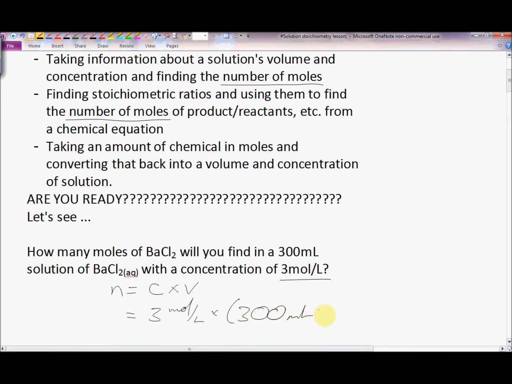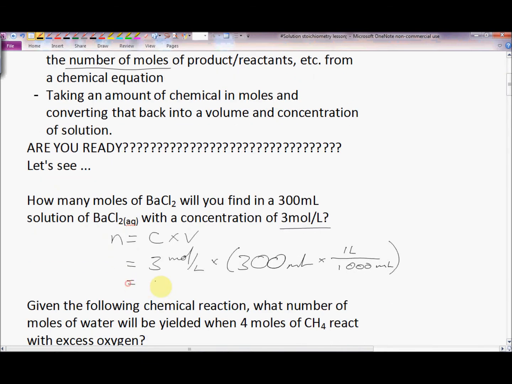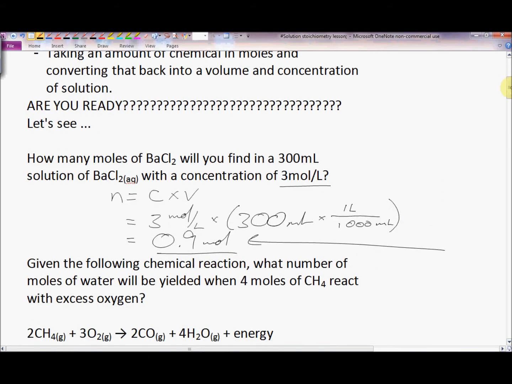3 moles per liter is the concentration of the solution times the volume, and the volume is going to be 300 milliliters. But we won't just leave it like 300 milliliters. We're going to multiply by 1 liter over 1,000 milliliters because we need to have that volume in liters. So 3 moles per liter times 0.3 liters is going to give us 0.9 moles. Okay, so that's one skill you need to be pretty comfortable with.